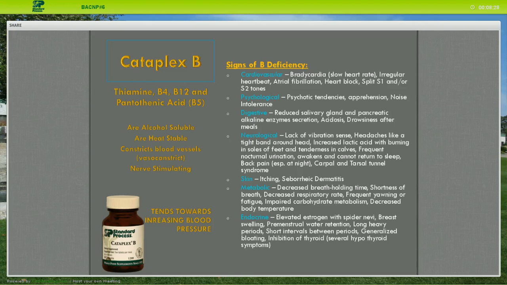Now, by separating those alcohol solubles from the non-alcohol solubles, which we'll find out is the Cataplex G, or the G portion of the B complex, we get a unique physiologic function. So the B vitamins tend to have an activity of constricting blood vessels, or causing vasoconstriction. And they also tend to create a nerve stimulatory effect.